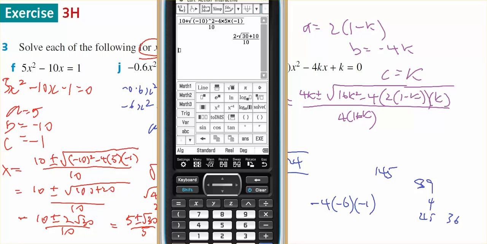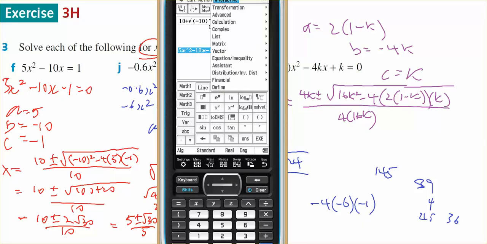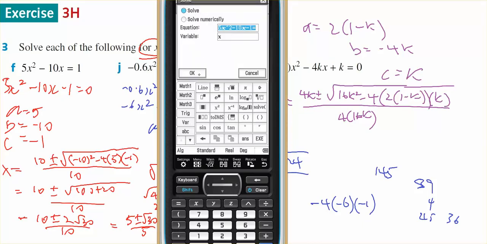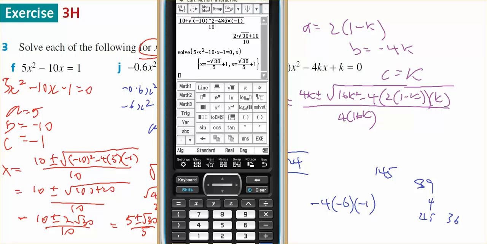Since I've got my calculator though, I don't even need to use the quadratic formula. I can type the actual equation and I can solve it for x. And there's the same answer. Now obviously that has been simplified. They've taken out common factors. So it's the same answer.